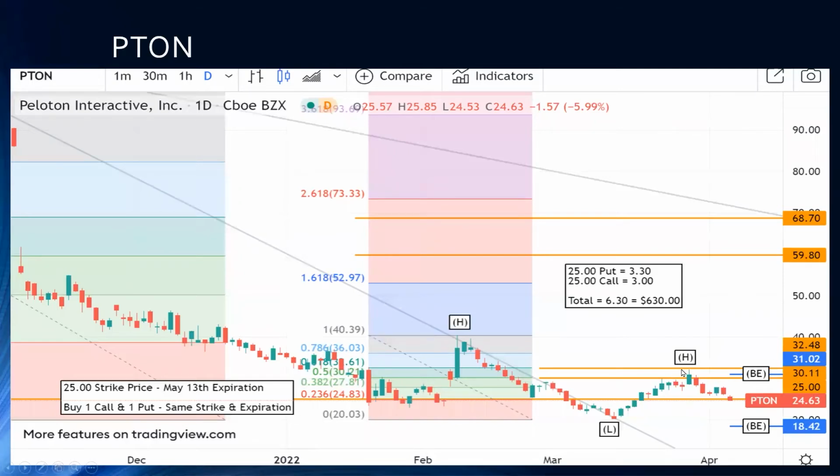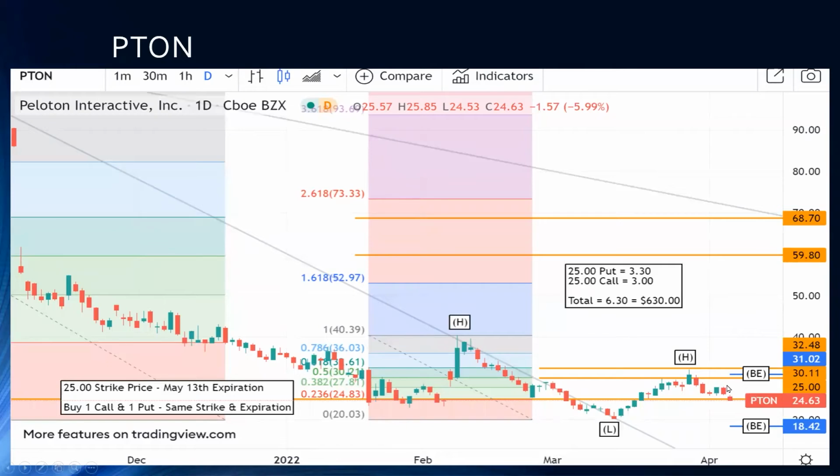32.48. So this here, in this target range here, you could see where the market made a high, fell just short of this 0.618 line. But in between this 0.618 and this 0.50, this is our break-even target. So this is pretty interesting.